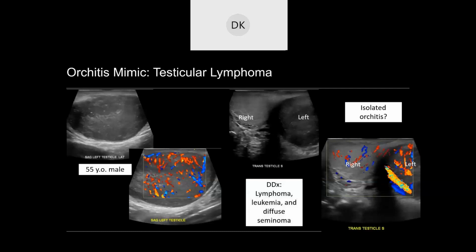Also, leukemia can sometimes have this appearance as well, and even diffuse seminoma, if it's just completely replacing the testis, you might initially think it's orchitis. Something that's helpful is patients with orchitis will be more likely to have pain and tenderness, and again, associated involvement of the epididymis. And it should decrease or resolve on a follow-up, whereas this will not.